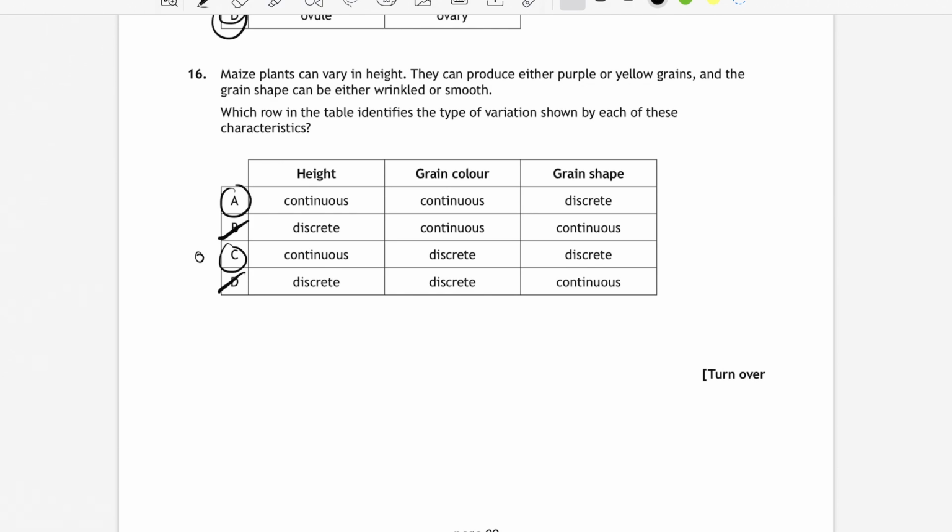I'll put a little dot next to that. And grain shape, again, it's going to be staying about the same shape. As it starts to grow and develop, generally it will stay the same. So answer C would be the correct answer there.